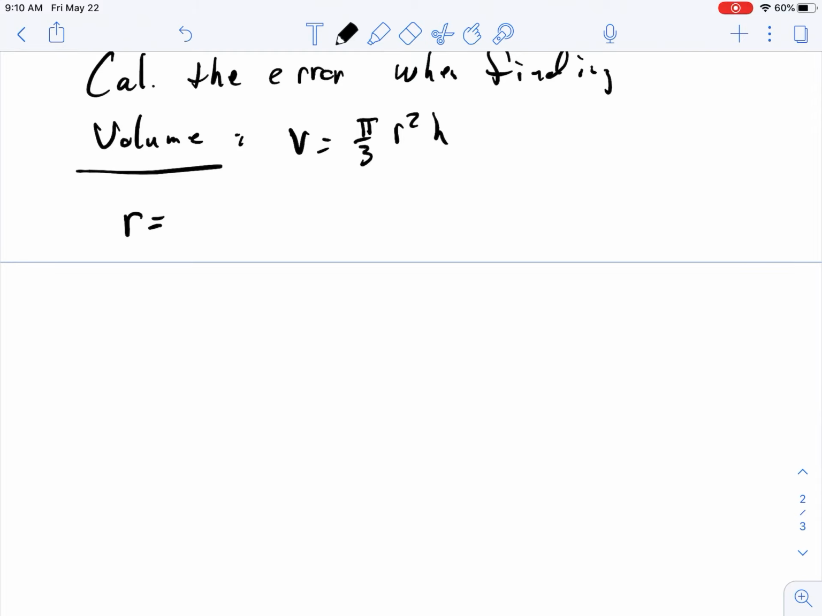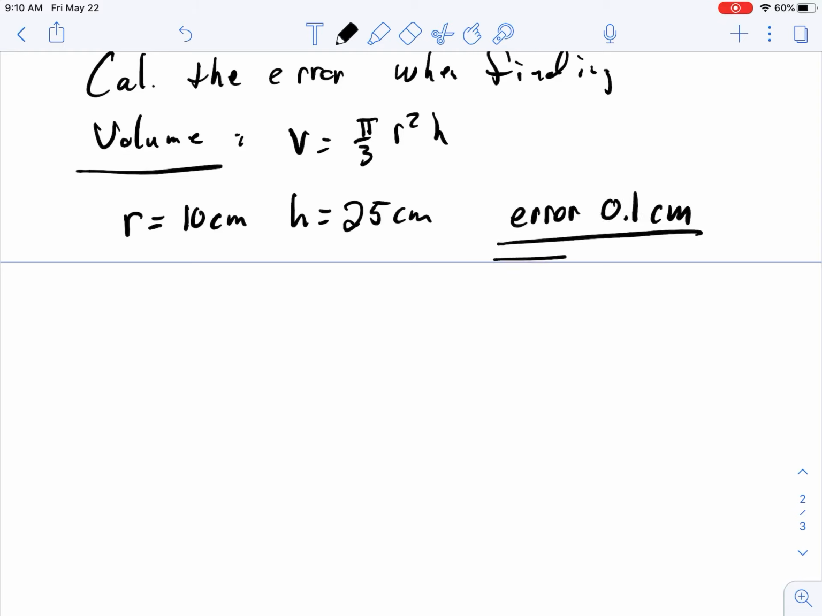So let's say you're designing a water bottle with a radius of 10 centimeters, and say the height of my water bottle is 25 centimeters. There could be a possible error factor of, say, 0.1 centimeters. The reason for that error factor would be your materials. Now it could be higher, lower, whatever. It kind of depends on how you're working with this.